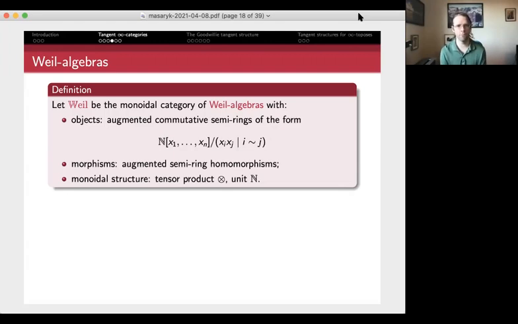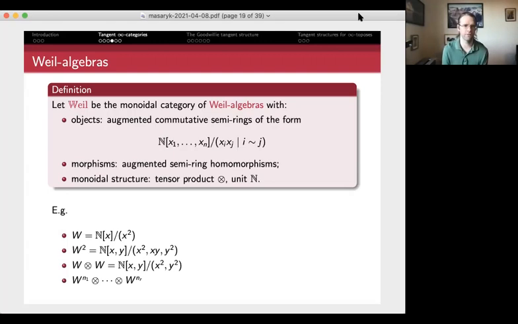And then the morphisms in this category are just the ring or semi-ring homomorphisms that commute with the augmentation. And there's a monoidal structure, which is given by the tensor product, which just concatenates the list of generators. So here are some examples to be a little more concrete about some of the basic objects in this category.